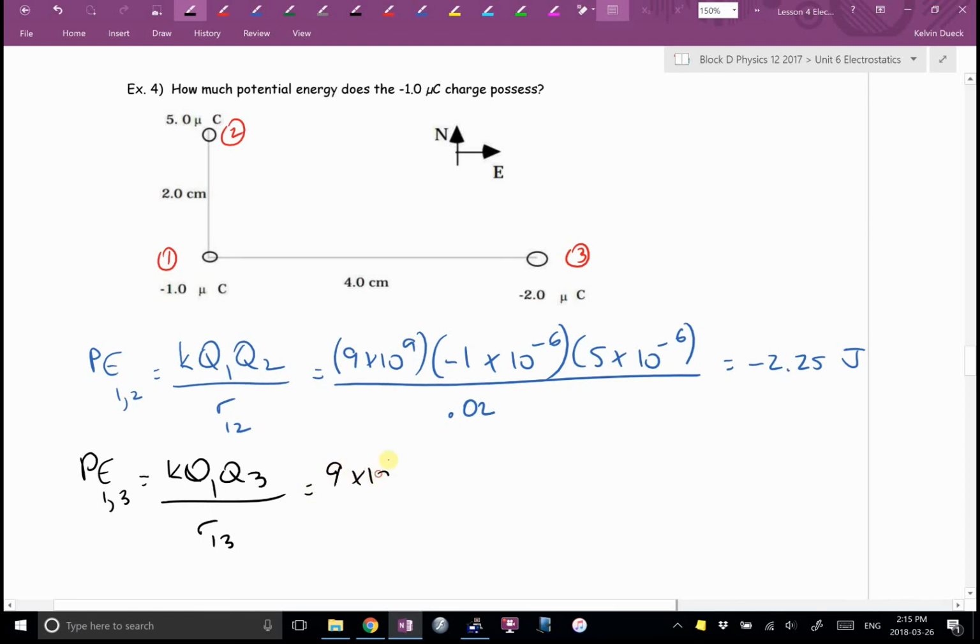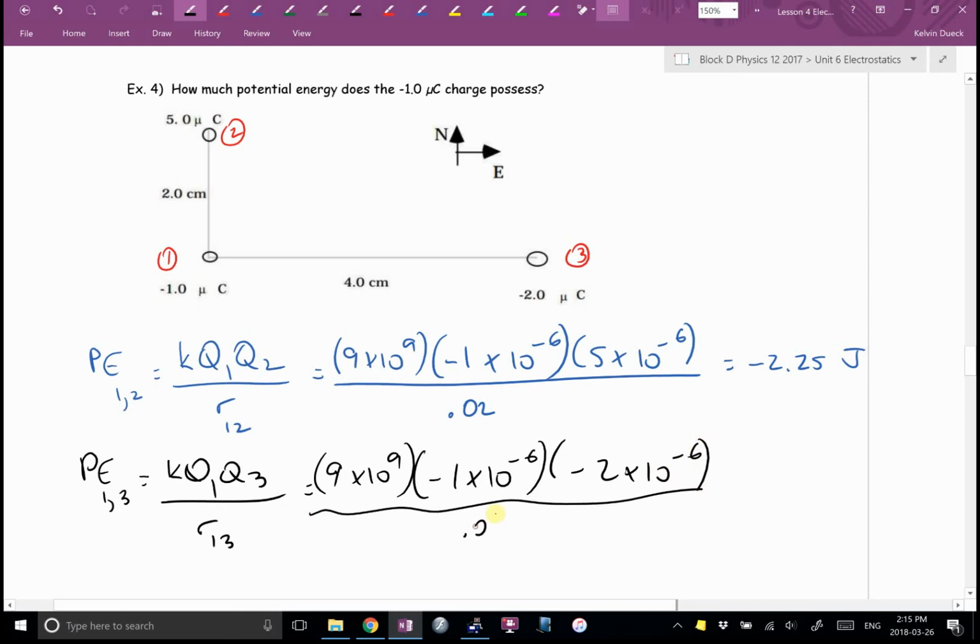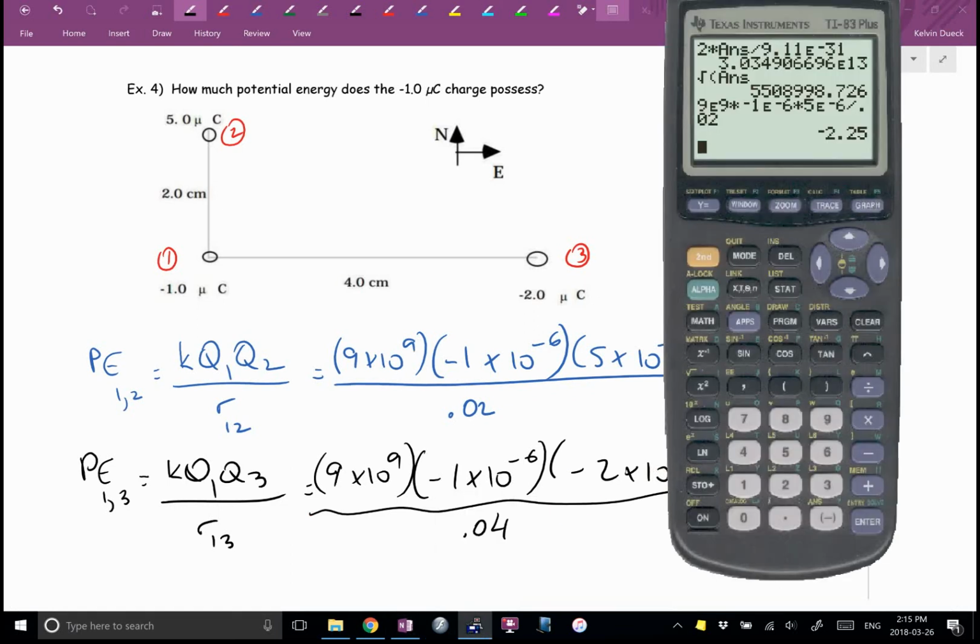9 times 10 to the 9th, negative 1 microcoulomb, negative 2 microcoulombs, all over 0.04. Oh, wrong button. I think I got to change this to a negative 2. And then change that to a 0.04. You get positive 0.45 joules?